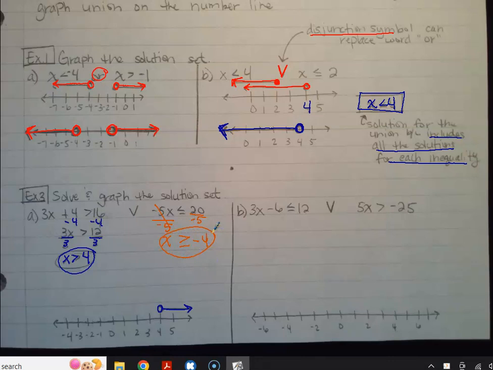All right, so I'm at negative 4. It's greater than or equal to, so it's going to be a closed circle. And it's going to go this way.